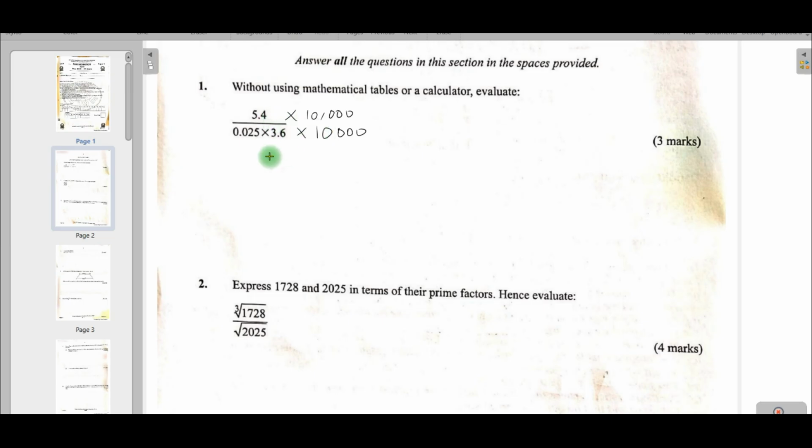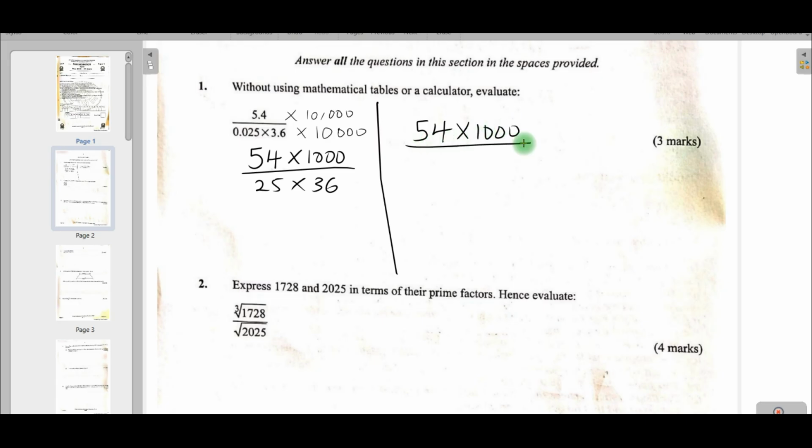So if we multiply by 10,000, the numerator part will be 54 times 1,000. The 10 has been eliminated because of the decimal. All over, for the denominator, it will be 25 times 36. So we have 54 times 1,000 all over 25 times 36.